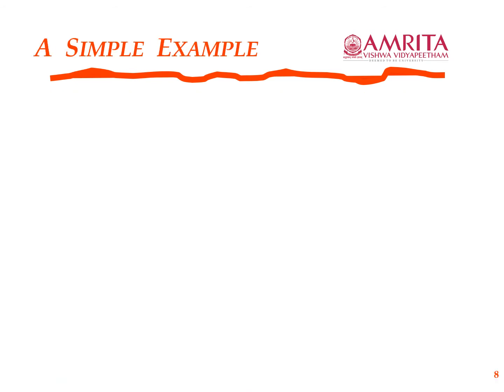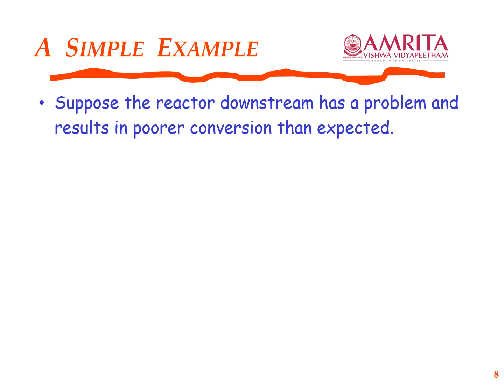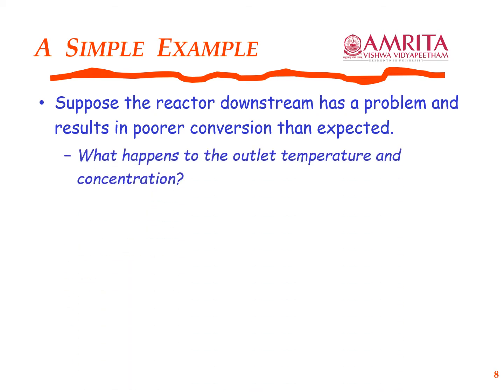Taking this further, I want to ask more challenging questions. Suppose the reactor downstream has had a problem and it has resulted in a poorer conversion than one would expect. What happens to the outlet temperature from the reactor? What happens to the concentrations of benzene, propylene, and cumene coming out of the reactor? And therefore, the outlet temperature and concentrations going into the distillation column or separation column. What happens to the product, cumene temperature and concentration?